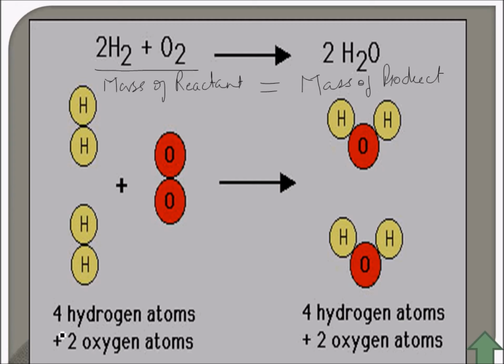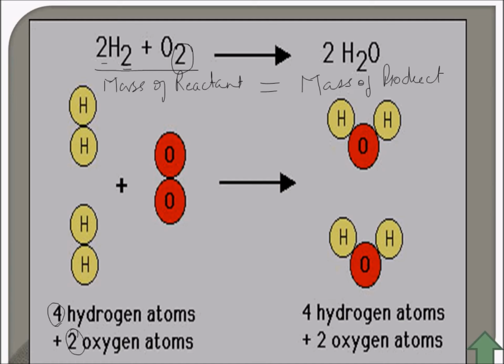where here you can see four hydrogen atoms. Here 2 plus 2 is 4, plus 2 oxygen atoms, here 2 oxygen atoms, here 4 hydrogen and 2 oxygen. So the mass of the reactant is always equal to the product, right? So here he explains this law.